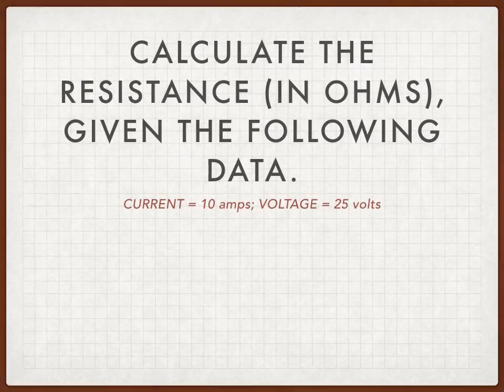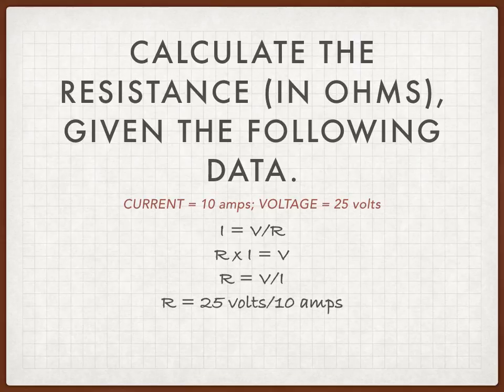Calculate the resistance in ohms given the following data. The current is 10 amps, the voltage is 25 volts. We can use Ohm's law, which says I equals V over R, and we can rearrange this equation to get that R equals V over I. Then we plug in for what we know, and finally we calculate that the resistance is 2.5 ohms.